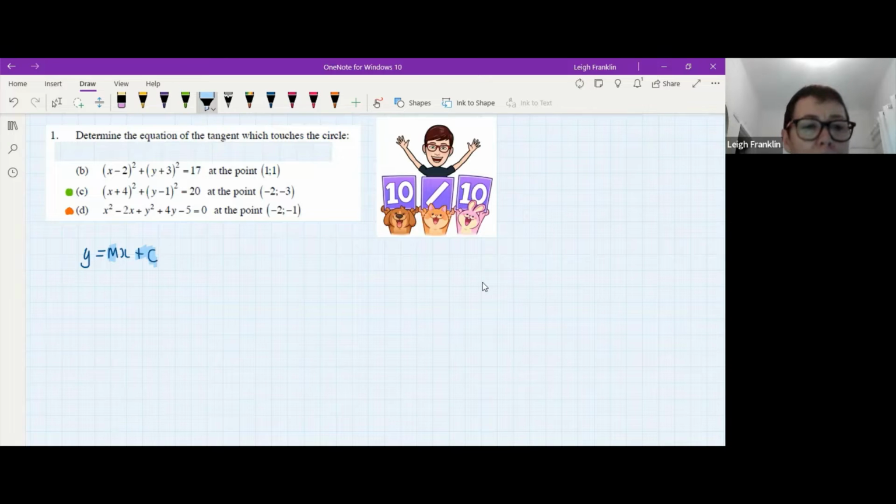Now in this particular question, we don't have a picture, but that doesn't matter. How are we going to calculate the gradient of the tangent? Any ideas where we should start? We've got the equation of the circle and we have the point of tangency. What are we going to do with this information?